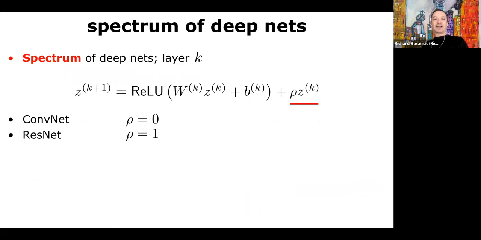Okay, so let's start by defining a spectrum, kind of a pun. You'll see, a spectrum of deep nets. What is the spectrum of deep nets? Well, if you look at just this term here, this is the deep net that we've looked at up to now. If W is a convolution matrix, then this is a ConvNet. And how do you get a ResNet? You basically add, remember, the input to that particular layer. So we're going to add on rho times the input, so we can have a spectrum of deep nets where if rho is 0, you get a convolutional neural net. If rho is 1, you get a ResNet. Hopefully that makes sense to everybody. And we're going to study the optimization landscape as a function of this rho.